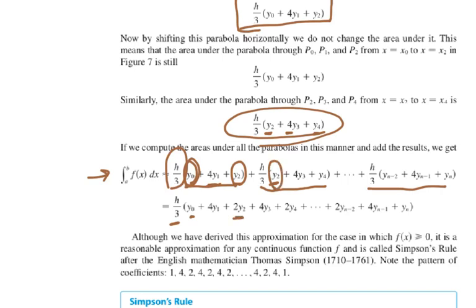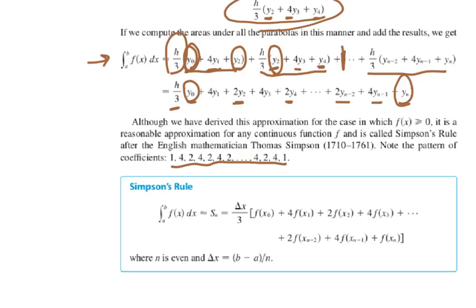So we have 2 y2s, 4 y3. Here we end with y4, and the next parabola starts with y4, so we end up with 2 y4s. And so forth accordingly, and again, the one that happens once is the beginning and the end. So here you can see that the pattern of the coefficients is 1, 4, 2, 4, 2, 4, 2, 4, 2, accordingly, 4, and then 1. It's called Simpson's rule after the English mathematician Thomas Simpson. And here's your generalization. We have delta x over 3, and notice the coefficients 1, 4, 2, 4, 2, 4, 1.